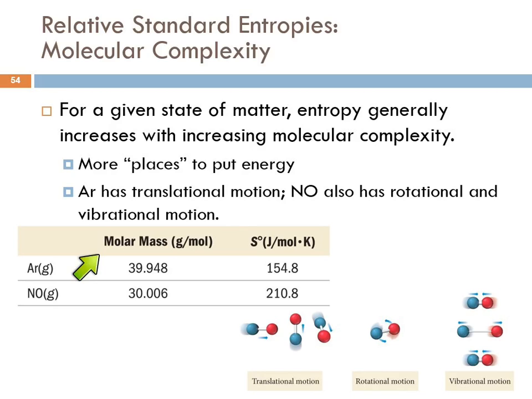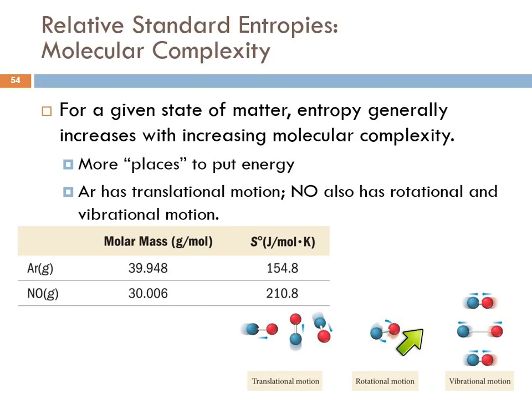Here, if we're looking at molar mass, which we know is also a factor, these molar masses are similar, but the standard entropy is different. So NO is more complicated. It has a larger entropy than argon does, because there are more places to put energy. Argon has translational motion. It can move back and forth, but so that's translational. These are both gases, so they can go through space, right?